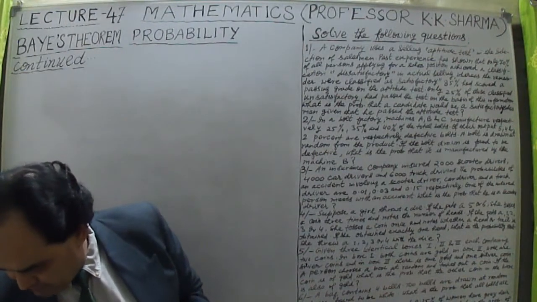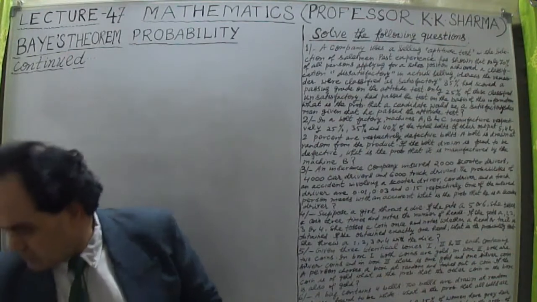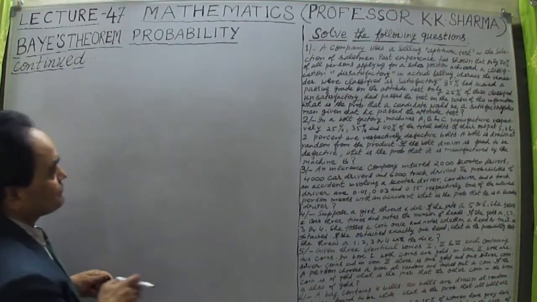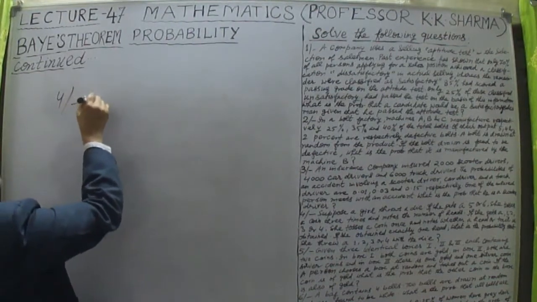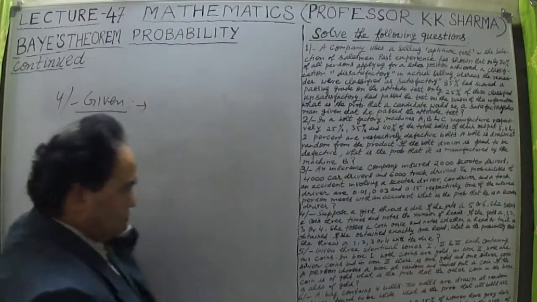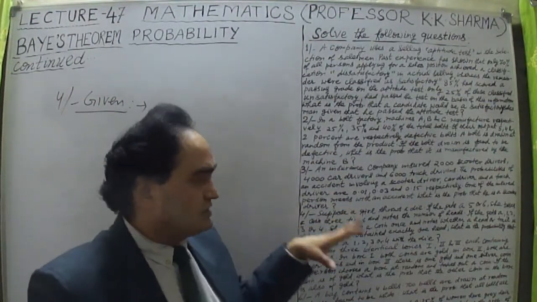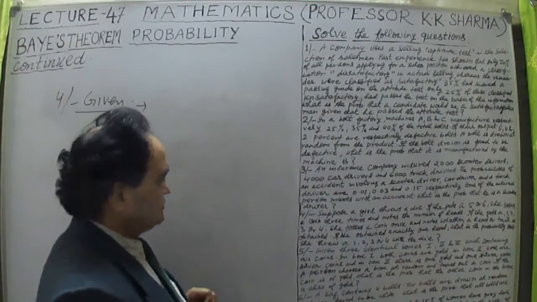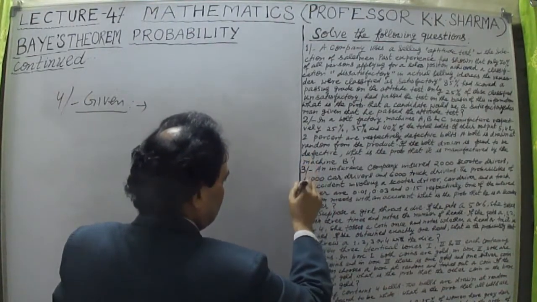Question number 4. What does it say? Let me take it. Now question number 4 is, first let me write here. Question number 4, what is given to us? Okay, question number 4 says, suppose a girl throws a die. Alright. A girl throws a die.